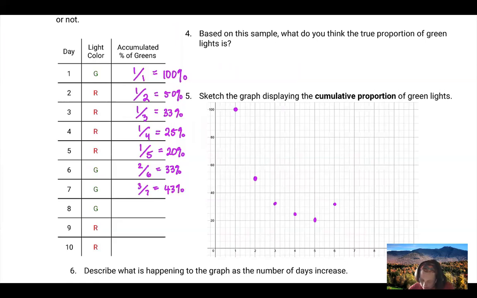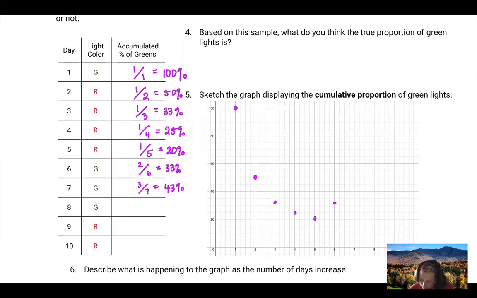Day 7, about here. On day 8, I got another green light, so 4 out of 8 would be 50%. Right there. And then day 9, still at 4, so 4 divided by 9 is 44%.